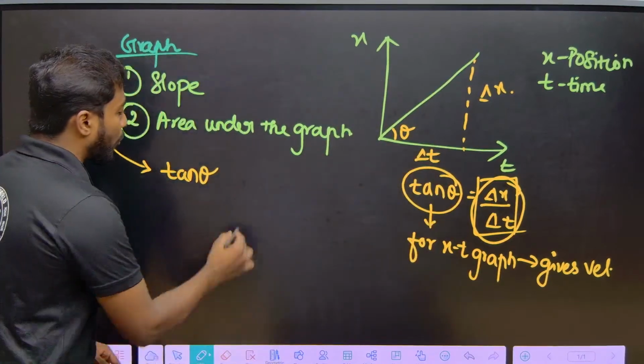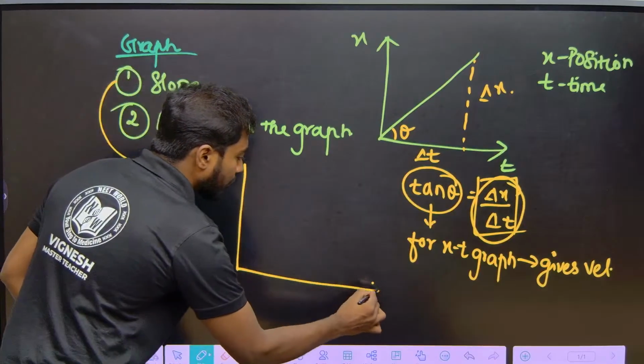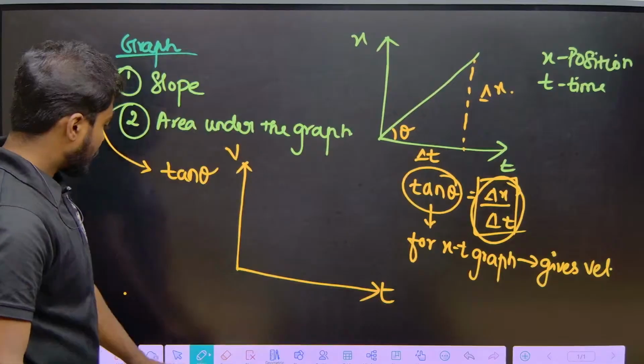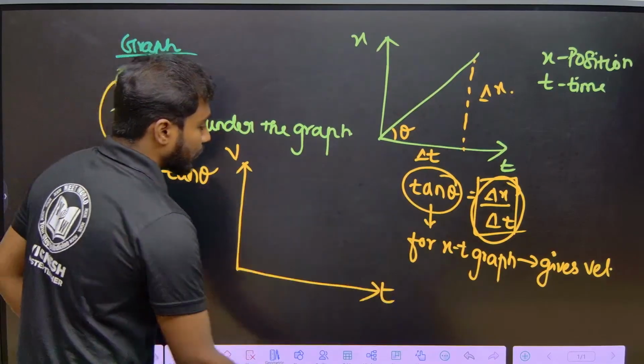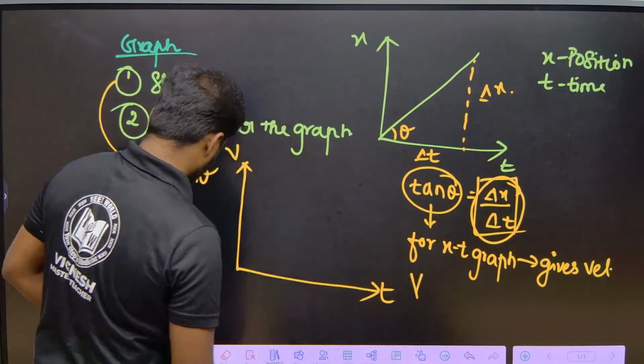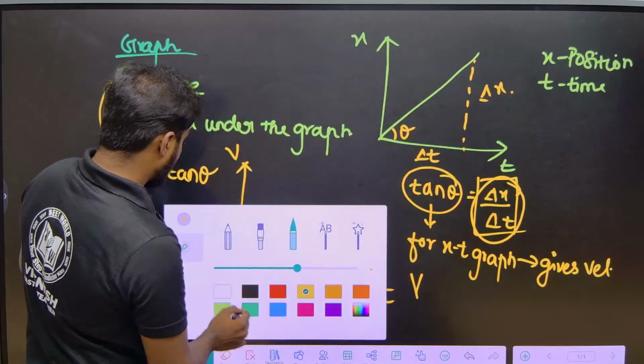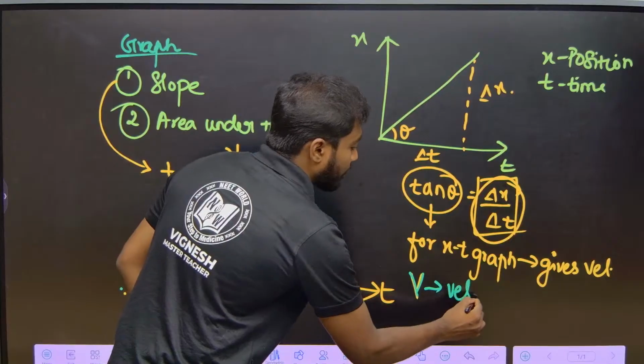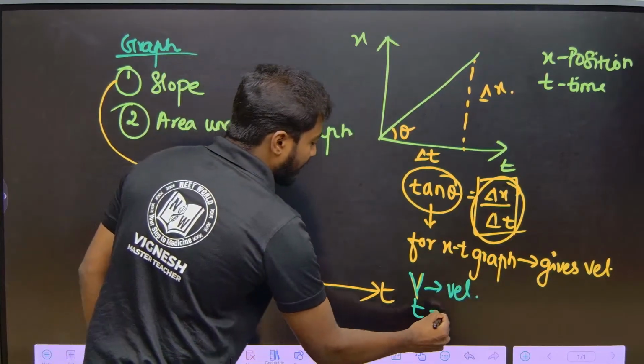Similarly, if we take v versus t, what is v? v is nothing but velocity, and t is nothing but time as it is.